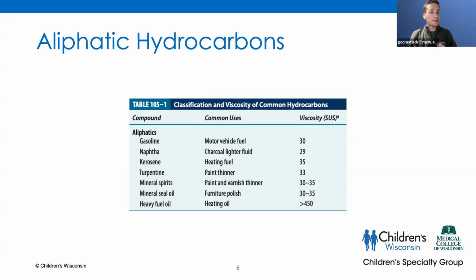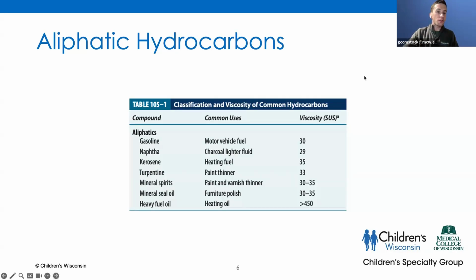And so this is a chart that comes from Goldfrank's, our core text for medical toxicology. I think it's got some helpful information here, but it starts with a reminder of just how ever present they are. So the basic components of things like gasoline, naphtha, kerosene, turpentine, you name it, these are all aliphatic hydrocarbons. And often a lot of these are a blend of different aliphatic hydrocarbons combined together into a single product.